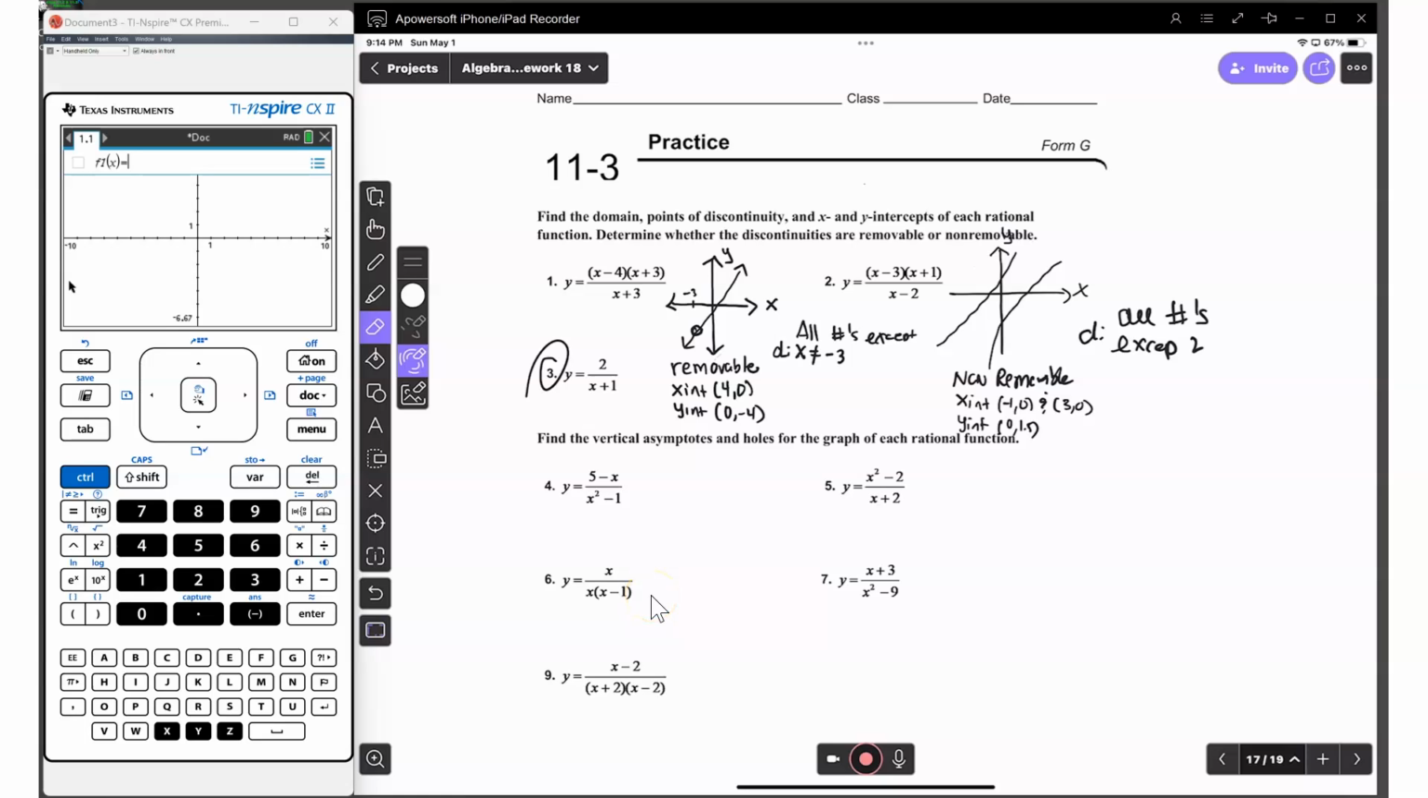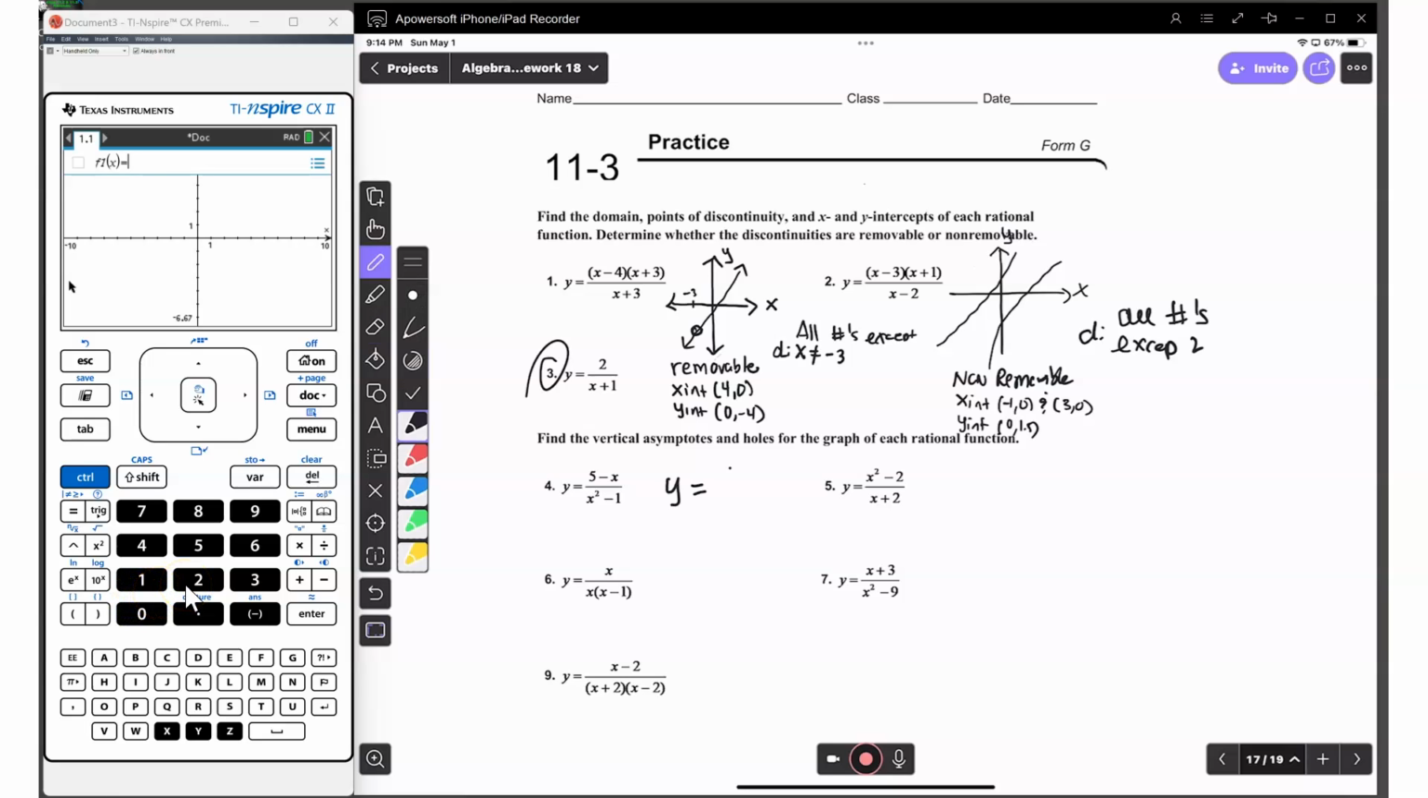In class, we did number 1 and number 2. On the next part of the homework assignment, it says find the vertical asymptotes and holes for the graph of each function. So right here, we're going to go ahead and do number 4. And what I'm going to do is I'm going to factor this. So I'm going to write it in factored form.